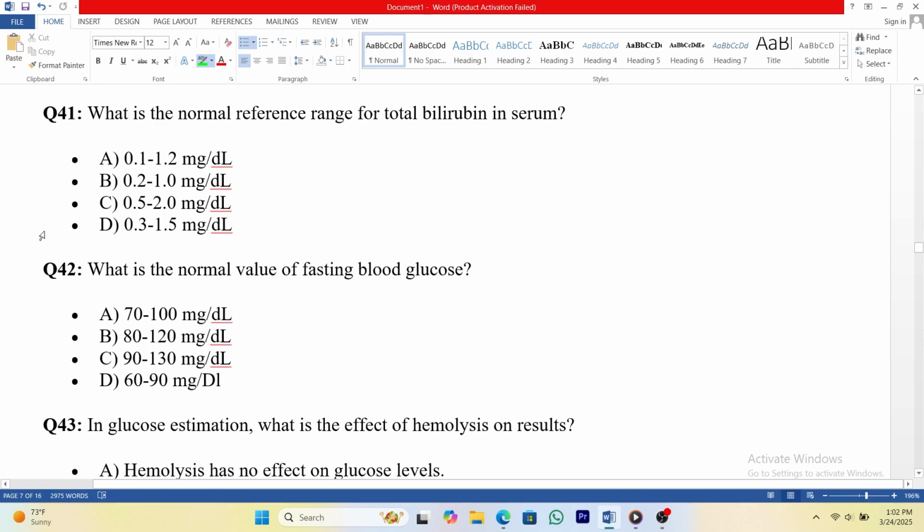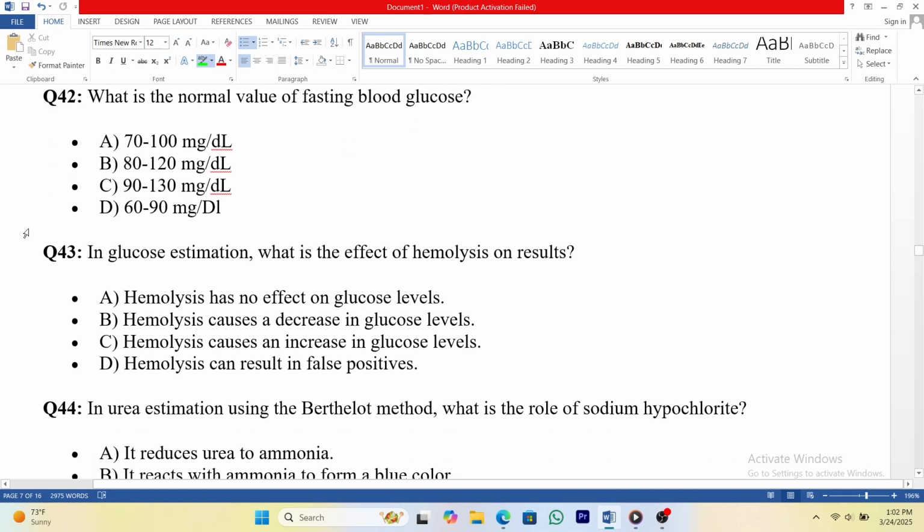41. What is the normal reference range for total bilirubin in serum? A. 0.1 to 1.2 mg/dl. B. 0.2 to 1.0 mg/dl. C. 0.5 to 2.0 mg/dl. D. 0.3 to 1.5 mg/dl. Answer: A.